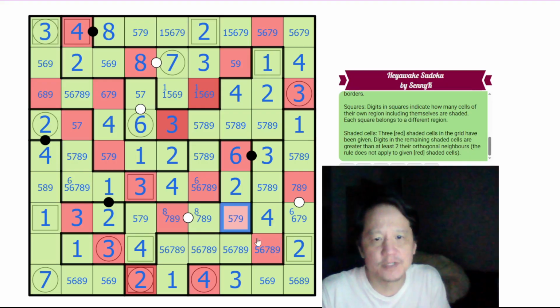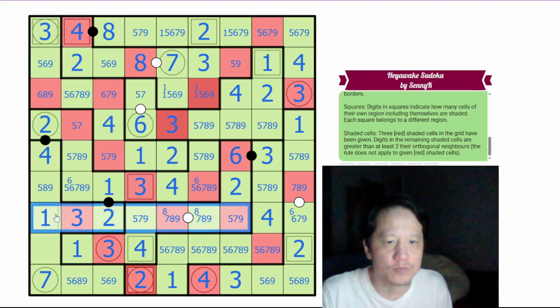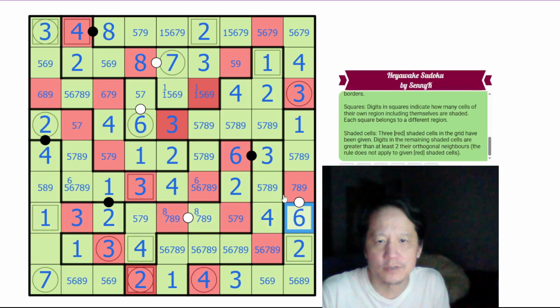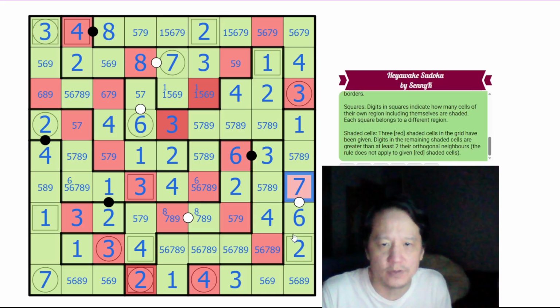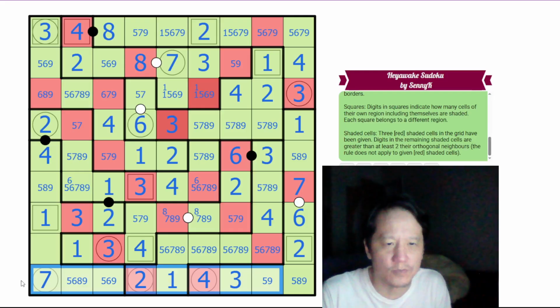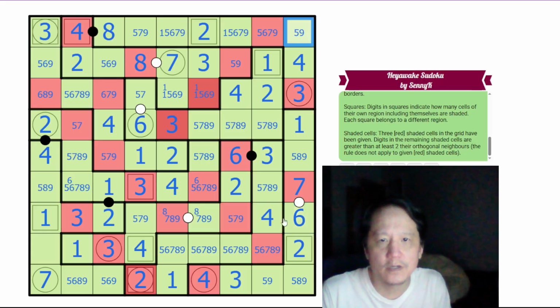This is 5, 7, or 9 also, which means where is 6 in row 7? It has to be here. So 6 is consecutive with 7 only, which means this can't be 7. No 6 here. So where is 6 in row? Well, okay. No 6 or 7 here.